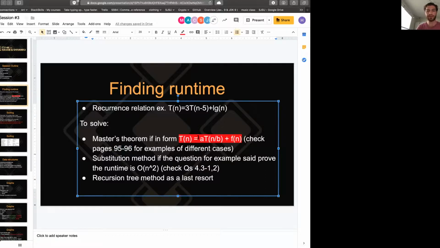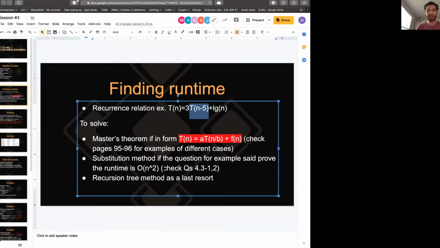And now, if the recurrence relation does not fit this form, what we're going to do is look for the substitution method, which is a little easier than recursion tree, if you guys remember. The substitution method works if the master's theorem doesn't work. We also want to go for the substitution if the question says prove this relation is big O of something. If it's telling us to prove that it's big O of something, I'm going to take that big O and start substituting it wherever there is a recursive call. For example, this one right here.